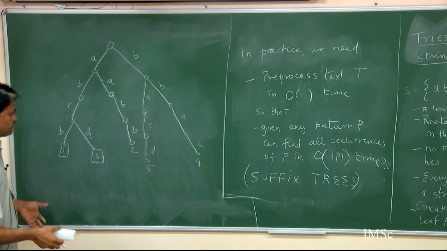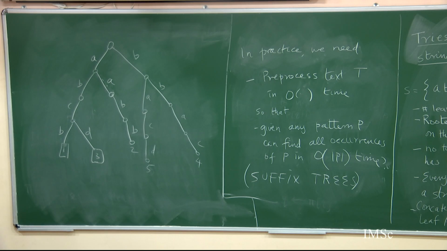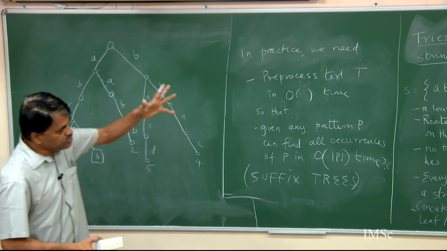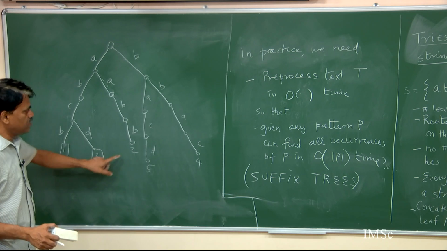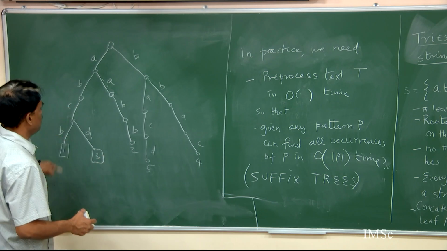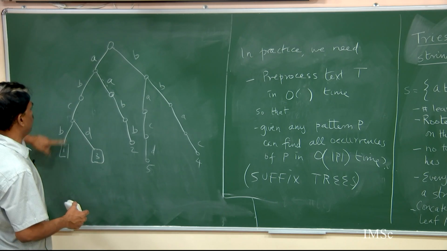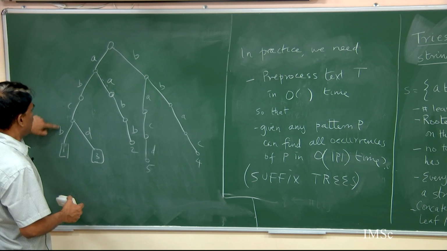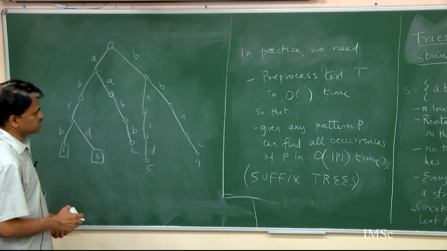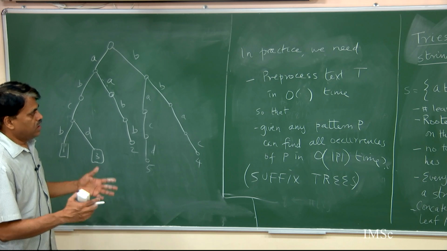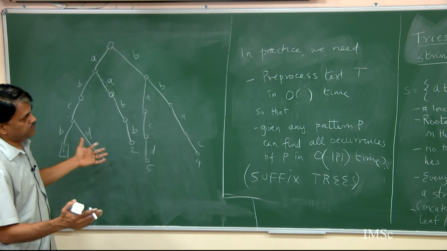So this is a trie for the set of 5 strings. It has 5 leaves. Each leaf corresponds to a string. You read from the root to the leaf node, that path, concatenate all the labels, and that corresponds to the corresponding string.